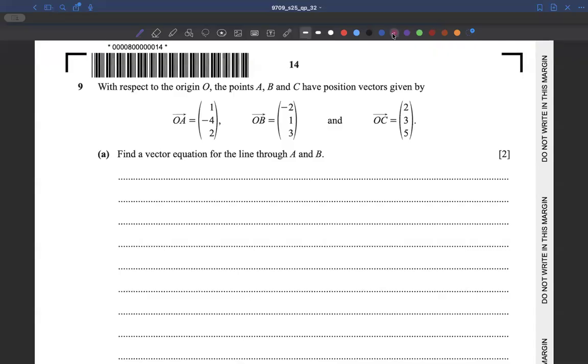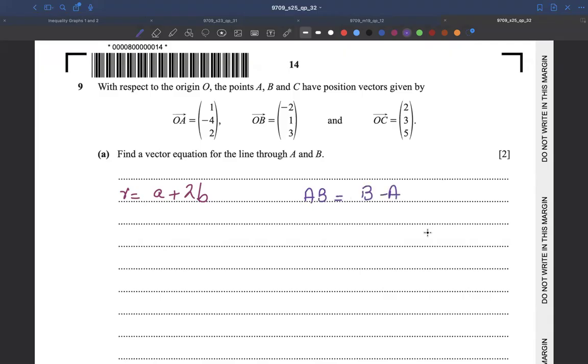In question number 9, in part A, we have to find the vector equation for the line through A and B. So the equation for a line is given in the form r equals a plus lambda b, where b is the direction vector and a is the point on the line. So first, to find the direction vector, we'll find AB, and that is b minus a.